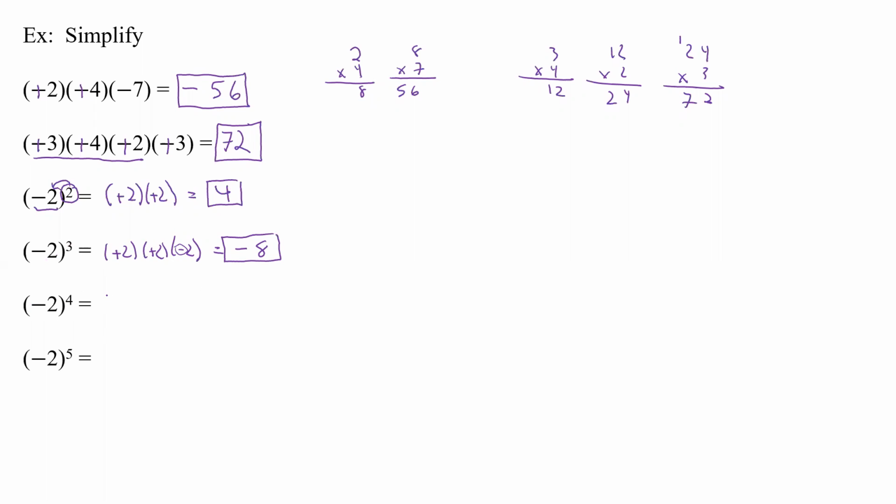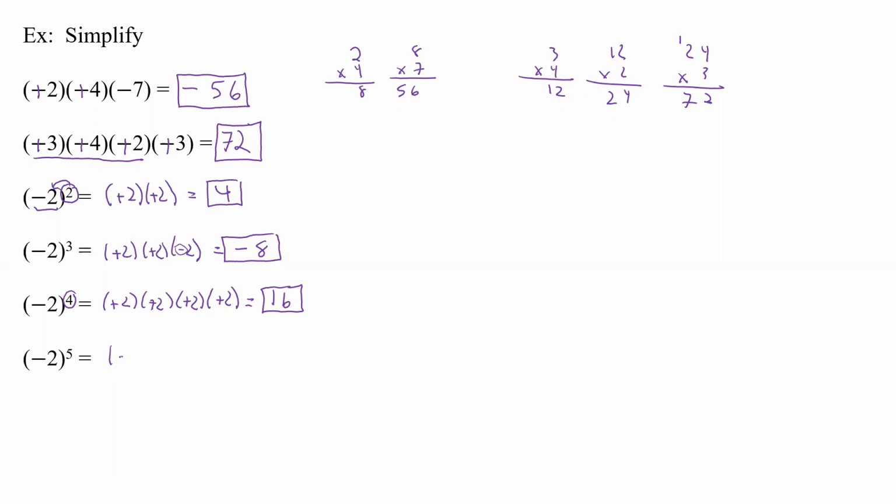Now we have it to the fourth. Well, let's take -2 times -2 times -2 times -2, 4 times. And we know that each 2 of them becomes positive. So those 2 become positive, those 2 become positive. And we know our final answer should be positive because we have an even number. And so now we have 4 of these. Well, here we had 3. So if we multiply that number, 8 times 2, that should be our answer, which is 16.